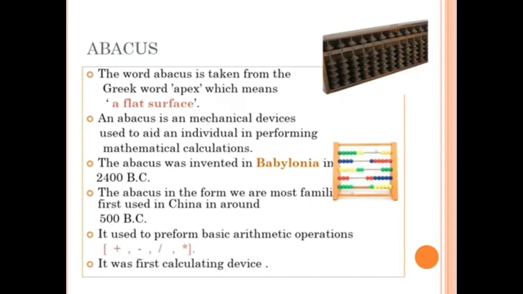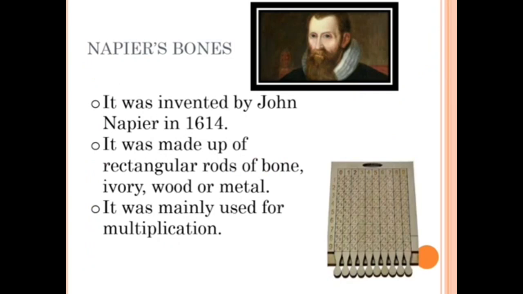The next device is Napier's bone. In this picture, did you see Napier's bone? It was invented by John Napier in 1614. It was made up of rectangular rods of bone, ivory, wood or metal, and it was mainly used for multiplication. It is used mainly for what? For the multiplication purpose only.